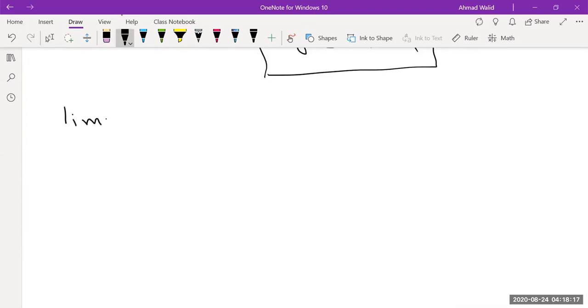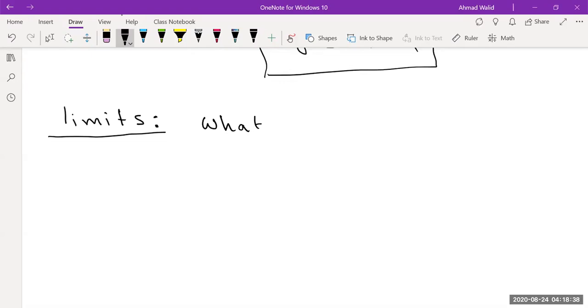Let's start limits. Without limits means no calculus. That's why the first topic of discussion in calculus book is limits. Let's answer to this question.